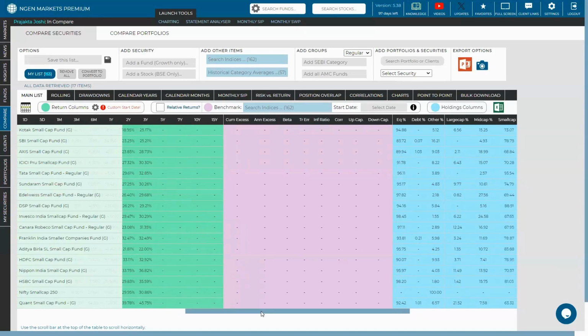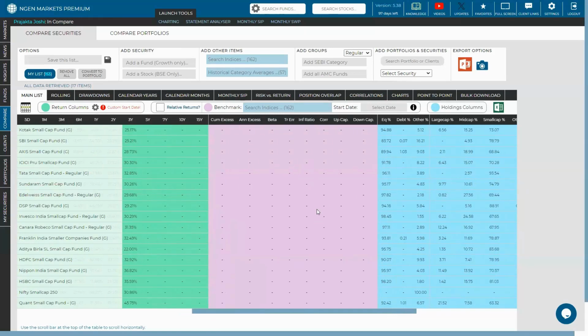The moment you scroll on the right hand side, you will see some pink color coded columns here. These are the ratios that are always calculated when we have a benchmark yardstick in front of us. Only then can these ratios be calculated.